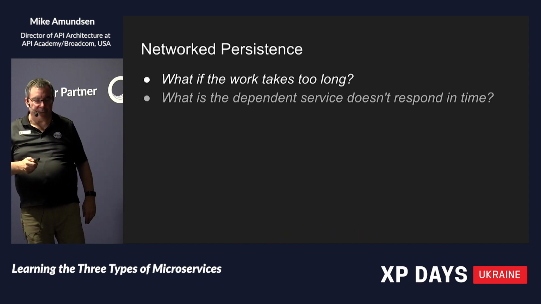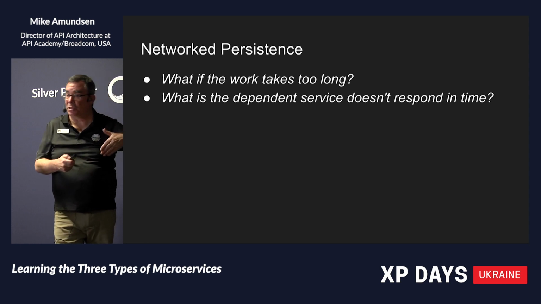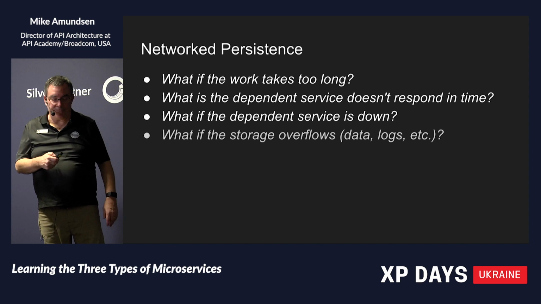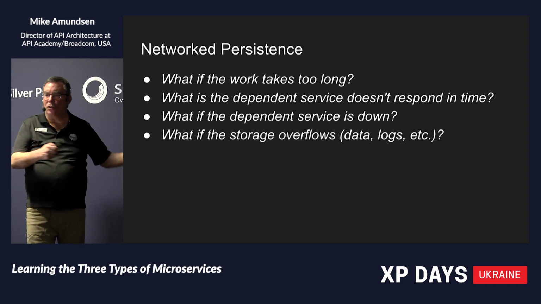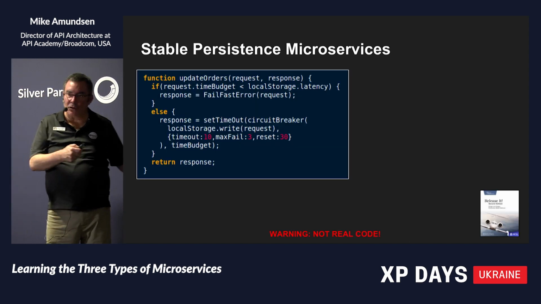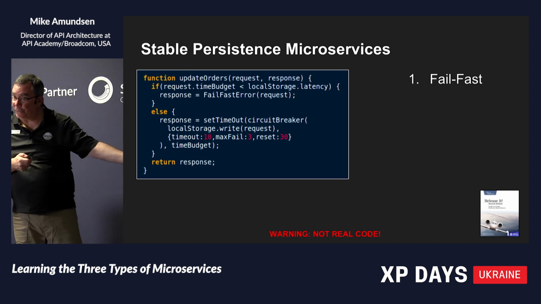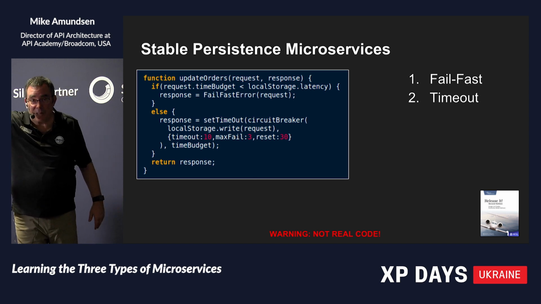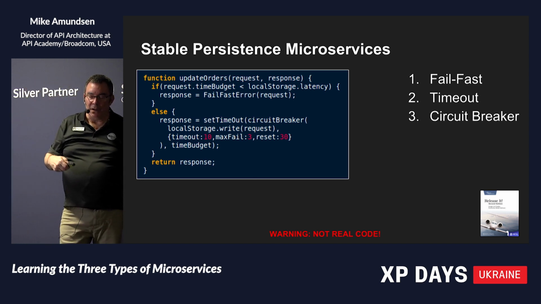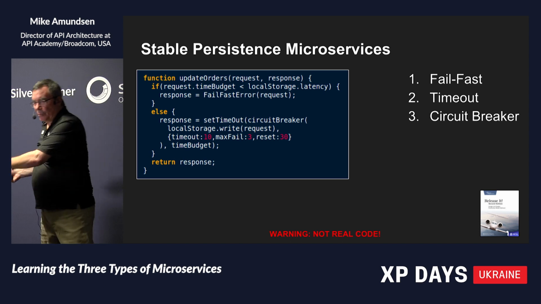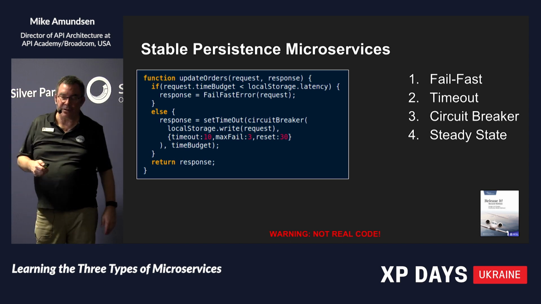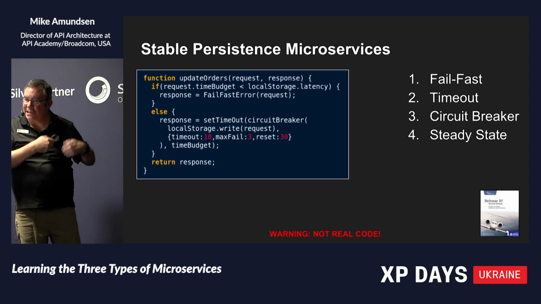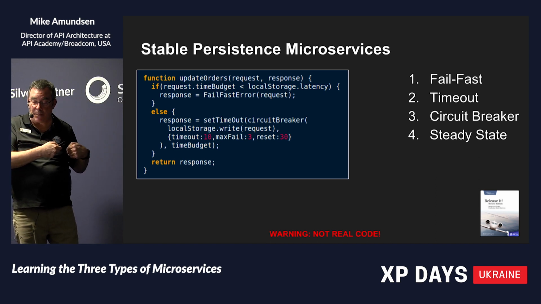What if it takes too long? What if the dependent service doesn't respond? The disk doesn't respond? What if the disk is down or unavailable? What if I've overflowed on data or logs or some other thing like that? There's all sorts of things I need to think about. So I can fail fast, but I can also time out. I can time out on the people I'm trying to contact. I can use a circuit breaker and get the data from some other location, which might even be my own cache. I have to perform my own steady state work to get rid of logs and protect the disk space I need in order to operate on my own.